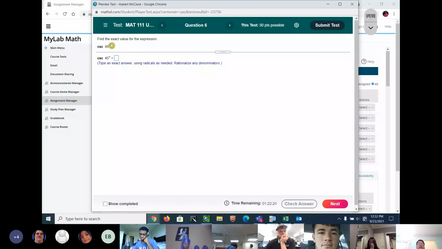And find the exact value. Exact means what? Starts with an R. Radians? Radicals. You're going to have radicals in your answer.